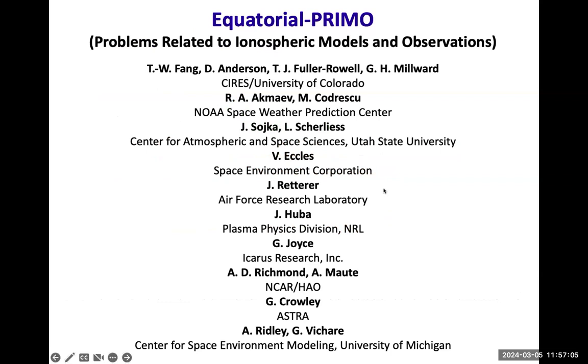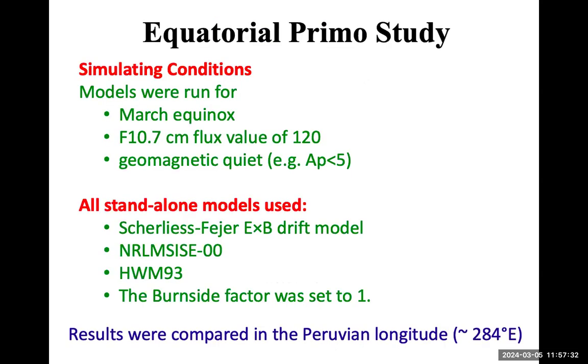And you see here from the list of co-authors on this study, this was basically everyone who had an ionosphere model or an ionosphere thermosphere model at the time participating in this study. The idea was to understand what's causing the differences even if we run standalone ionosphere models or ionosphere thermosphere models. The models were run for exactly the same simulated condition. They all ran for March equinox, medium F10.7, and geomagnetic quiet time.